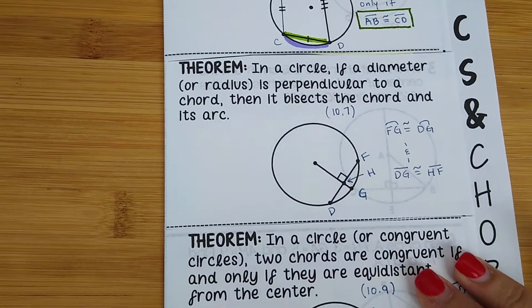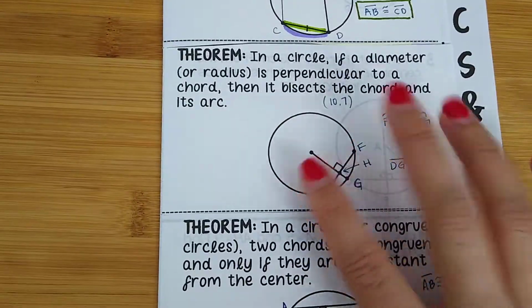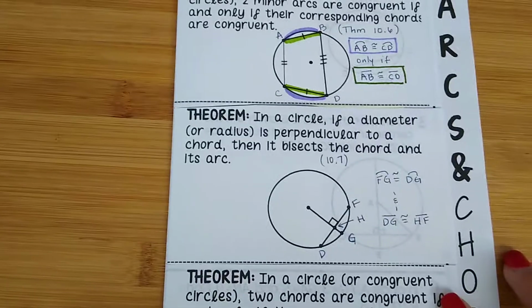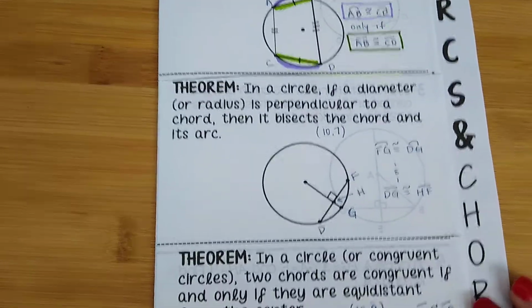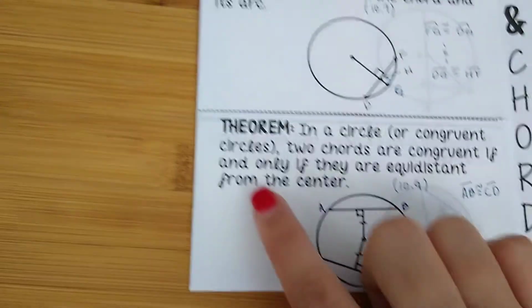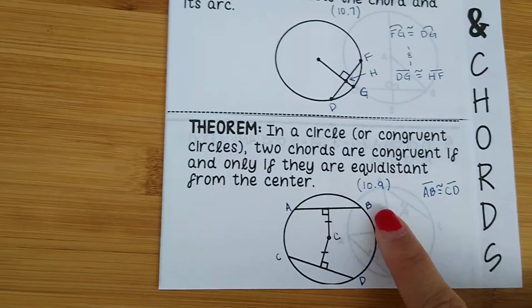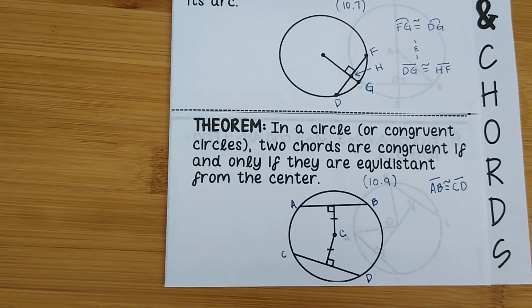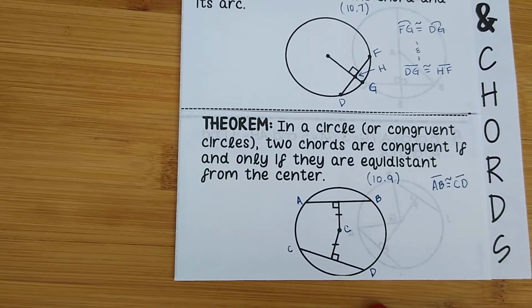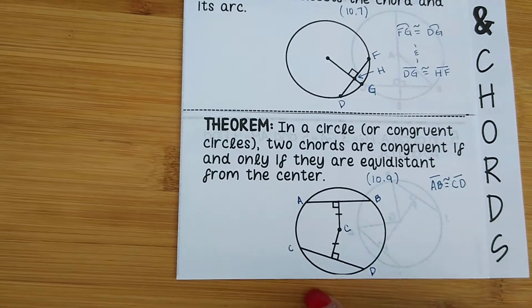Okay, really, I don't want to get into the proof of it, but we're just going to go over the theorems really quickly and then be able to apply them in the next video. And for the final one, we have theorem 10.9. In a circle or congruent circles, 2 chords are congruent if and only if they are equidistant from the center.